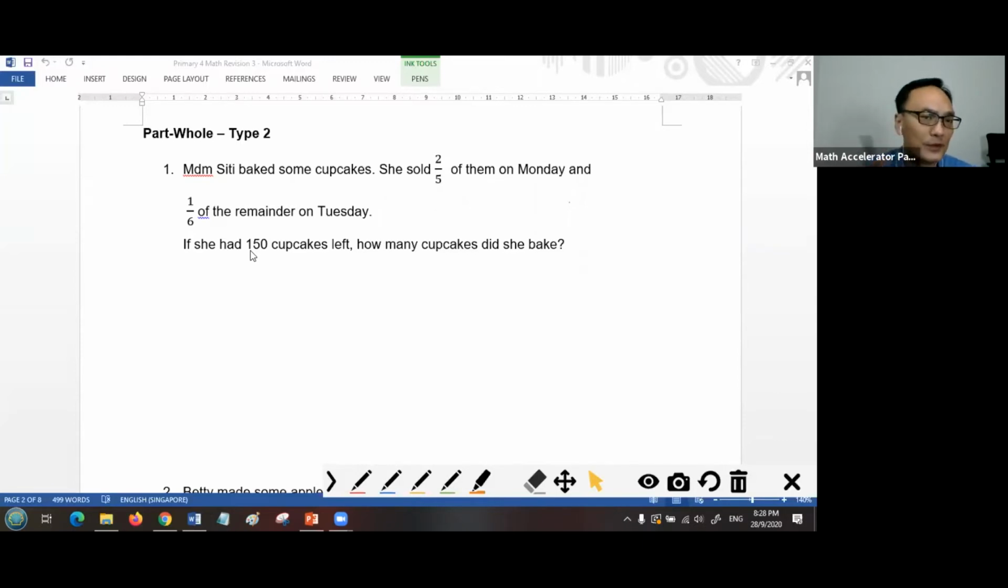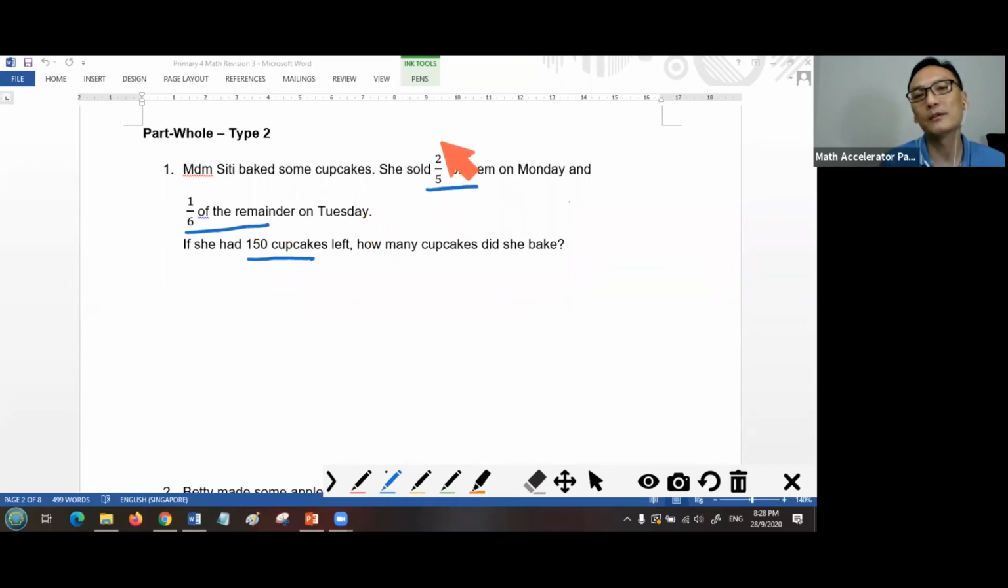So how is type 2 different from type 1? Type 2 involves splitting the model. That's where the difference is. You need to split the model. So in this question, it says that Madam Siti baked some cupcakes. She sold 2/5 of them on Monday and 1/6 of the remainder on Tuesday. If she had 150 cupcakes left, how many cupcakes did she bake? As usual, these are the key information that we should highlight. We need to split the remaining models into more parts.